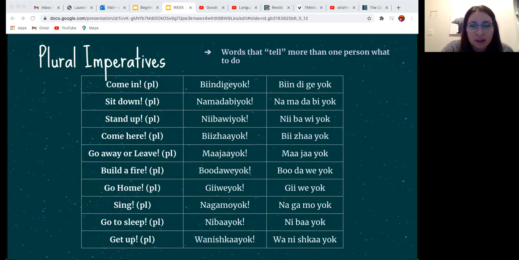All right, so we talked a little bit about singular and plural and how you can add endings. So for imperative words, if you want to tell more than one person what to do, it's basically the same word, except you're going to add Y-O-K to the end. You can just add this yok and instantly you can talk to a whole room of people. So instead of telling one person what to do, you can tell multiple people what to do.